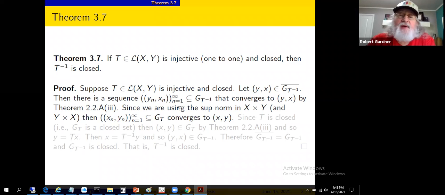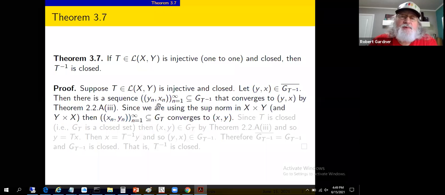Let me try that again. If I take a sequence of points in the set and that sequence converges, the limit point will be in that set. And conversely, if I have any point in the set, there is a sequence of points in the set that converges to that point. So we'll take (y,x) to be in the closure of the graph of T inverse.